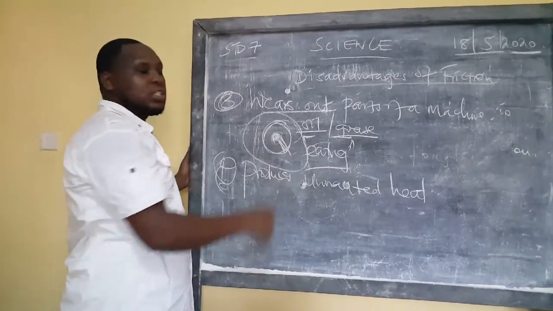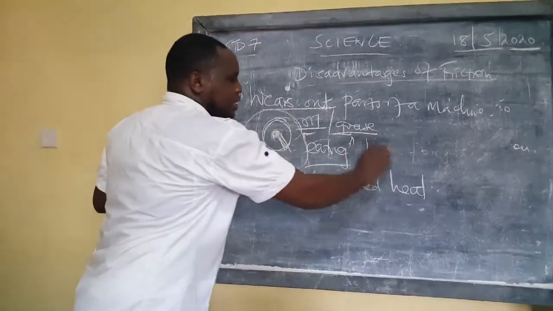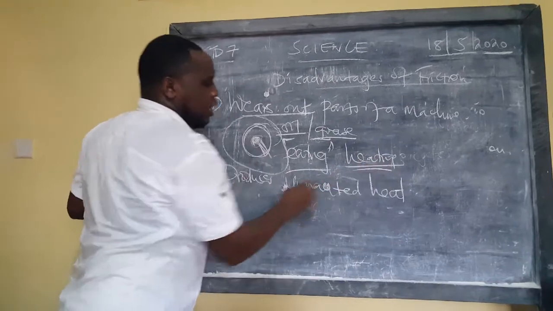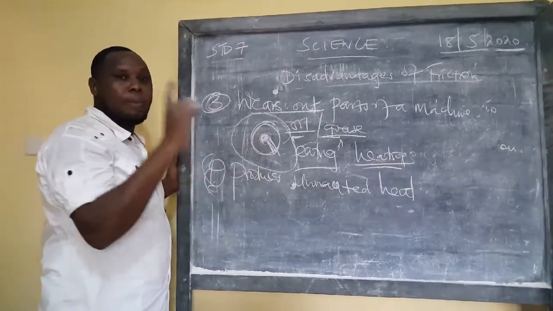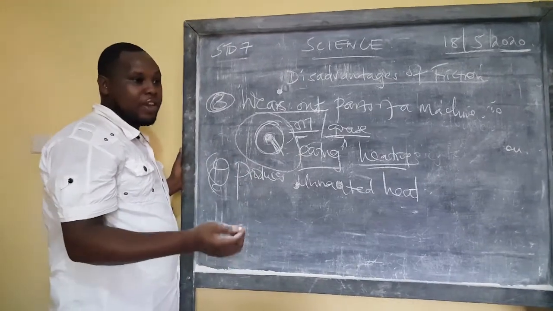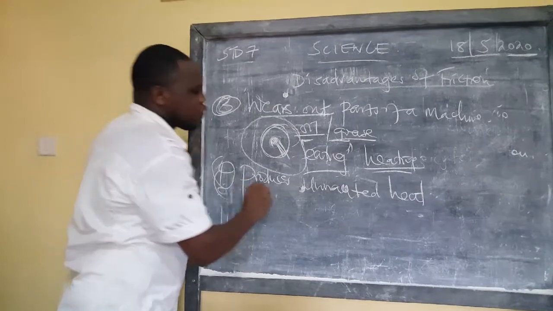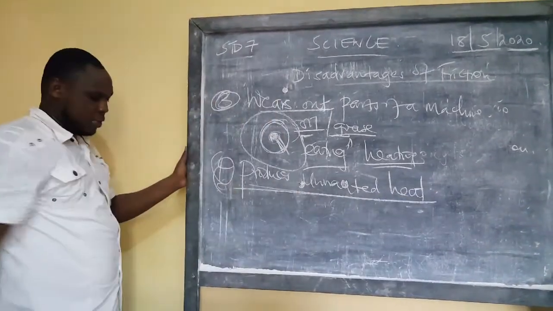This part becomes very hot. So that heat is not wanted, because if you have heating of these parts on a machine, it means that parts of that machine are getting worn out and becoming smaller and smaller every day. So you have to replace them. So friction produces unwanted heat.